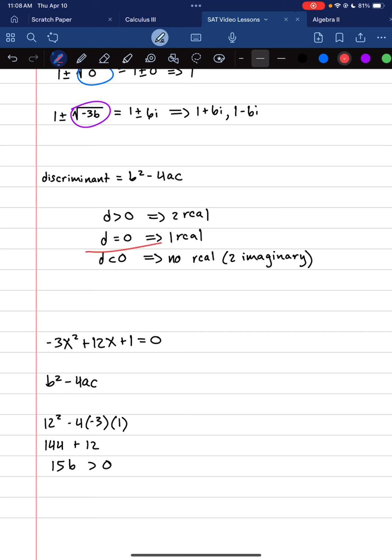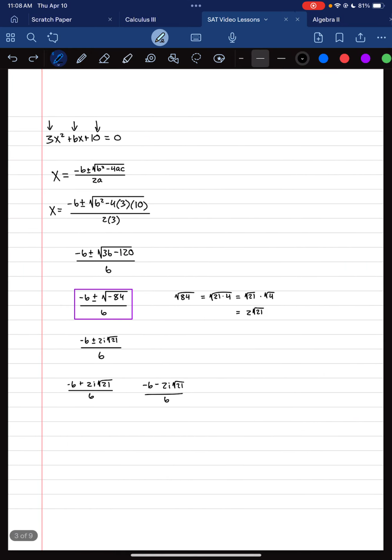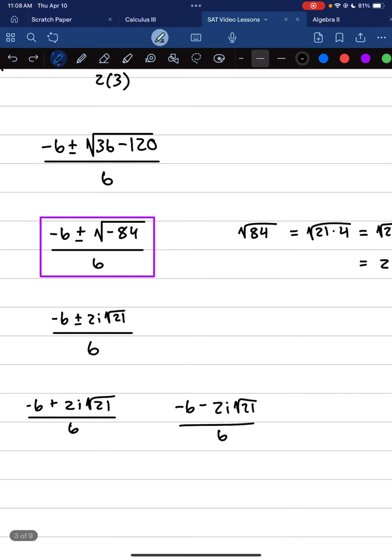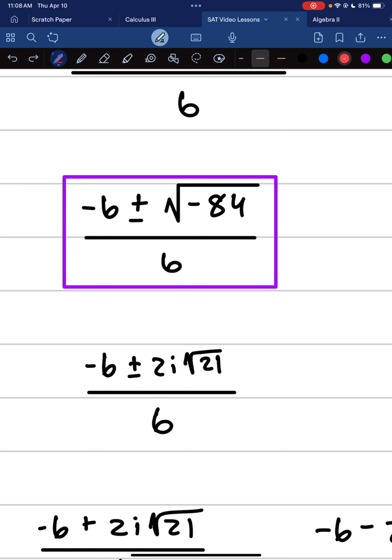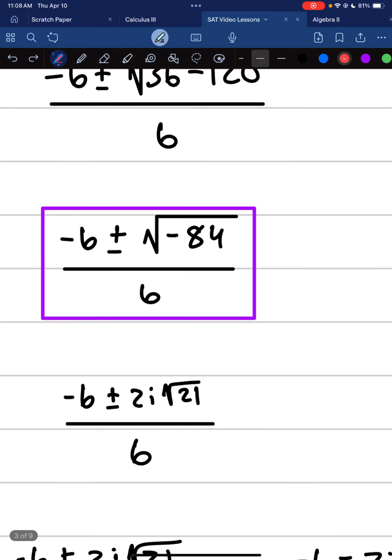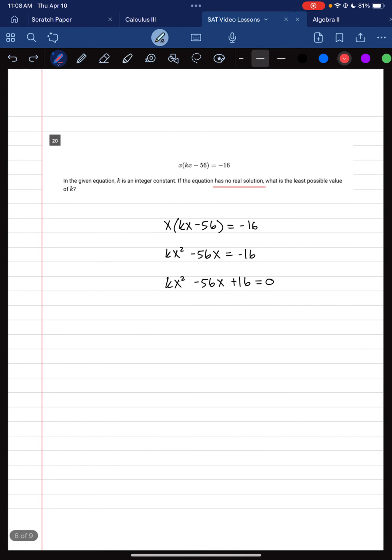That's when the discriminant is less than 0, because you end up with a negative number inside your radical. Just like in this example over here, we had a negative number inside our radical, right? In this case, our discriminant was -84, and since that number inside the radical is negative, we have no real solutions. Our solutions are imaginary. So if we go back here, we know that our discriminant is going to be less than 0 or negative, right? And our question is asking, what is the least possible value of k?